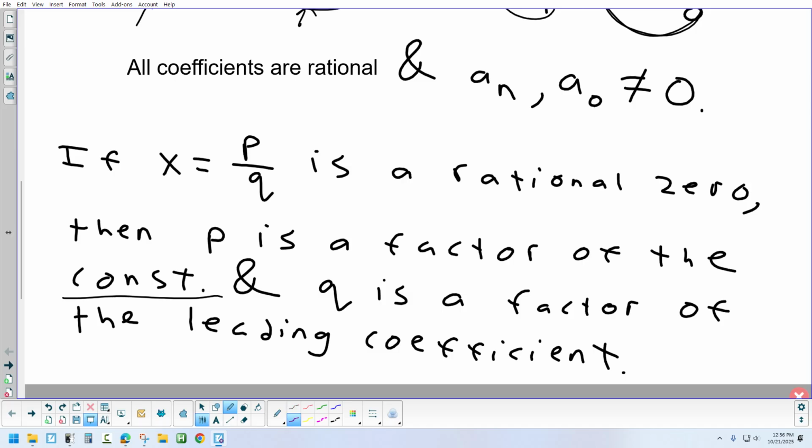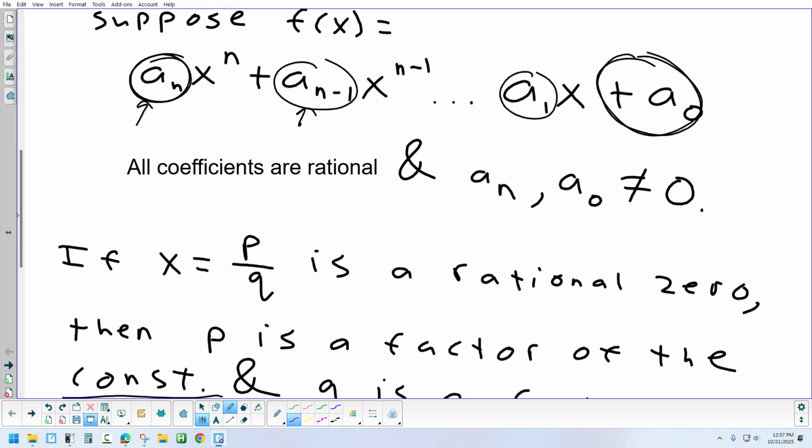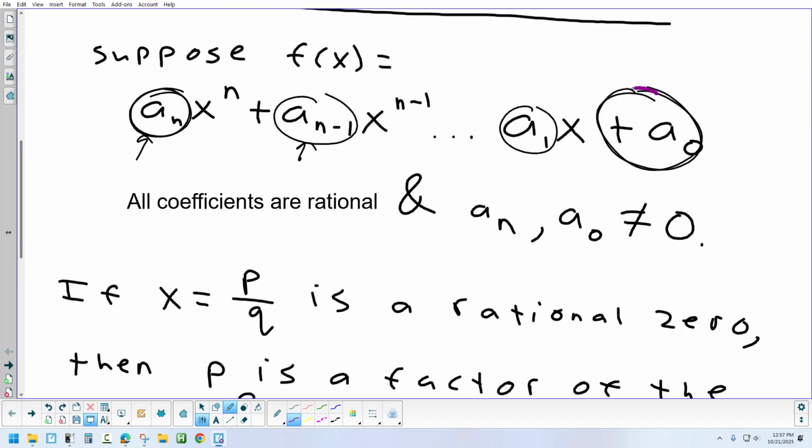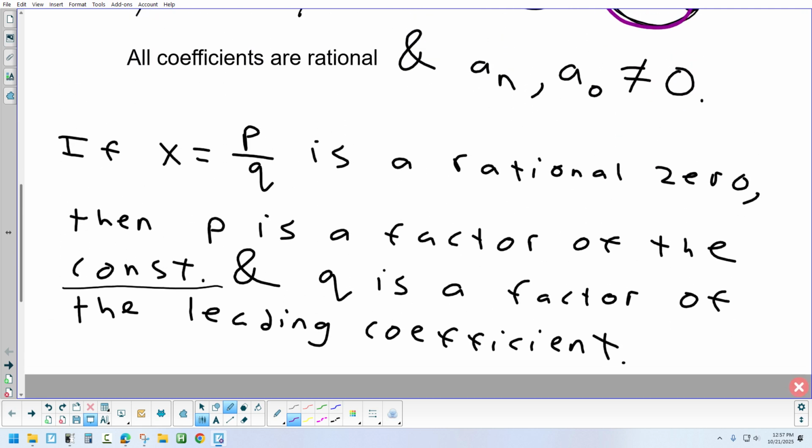So then, to do this whole theorem, there's really only two numbers you need to look at. You need to look at the constant, which is right here, and you need to look at the leading coefficient, which is right there. None of the other numbers in the middle are used in this theorem. They're not used.